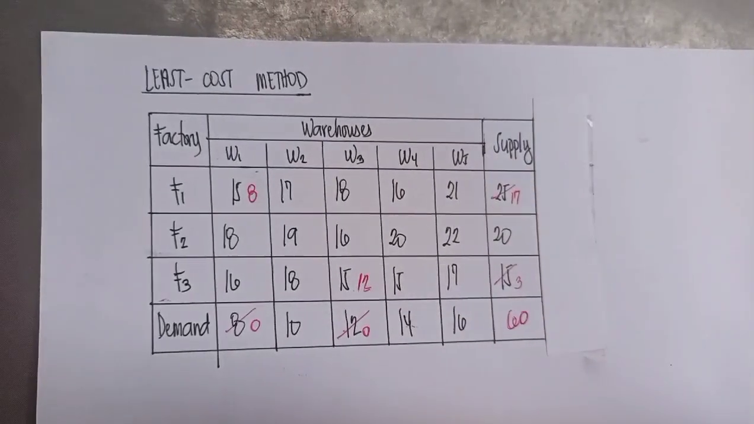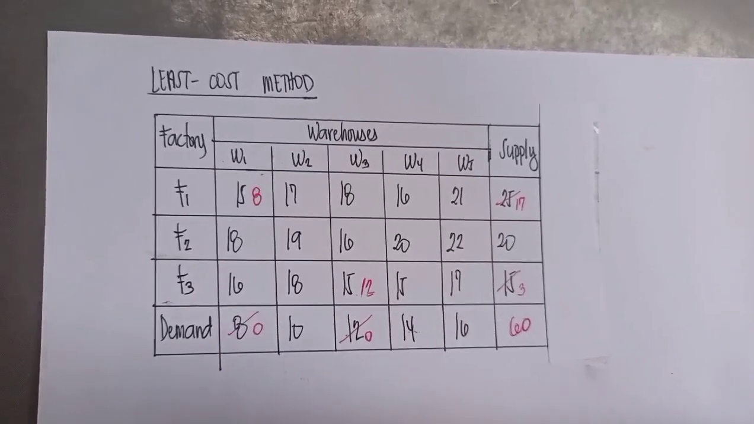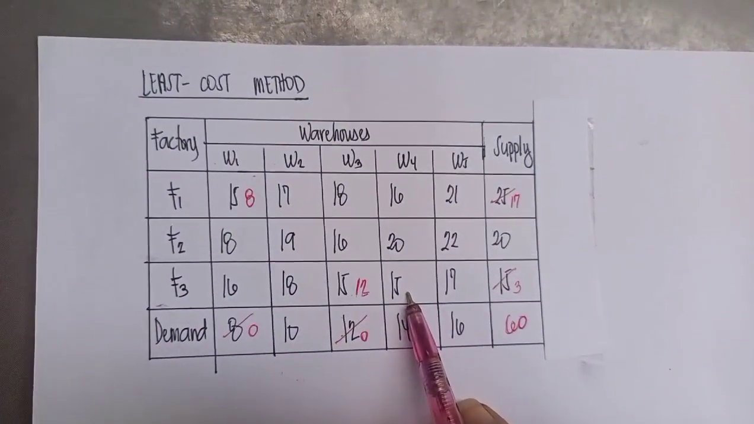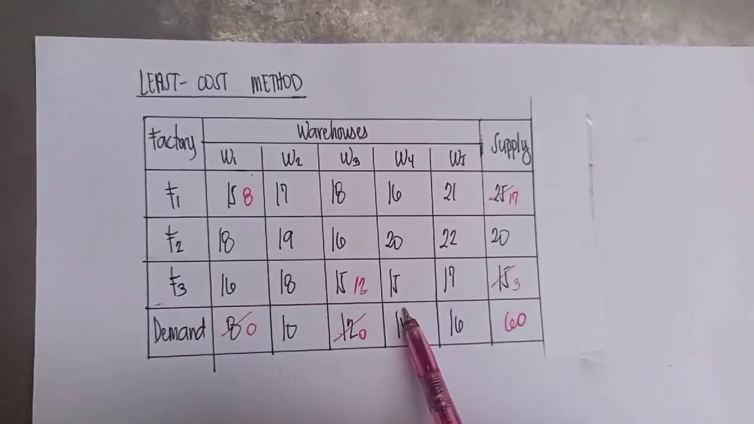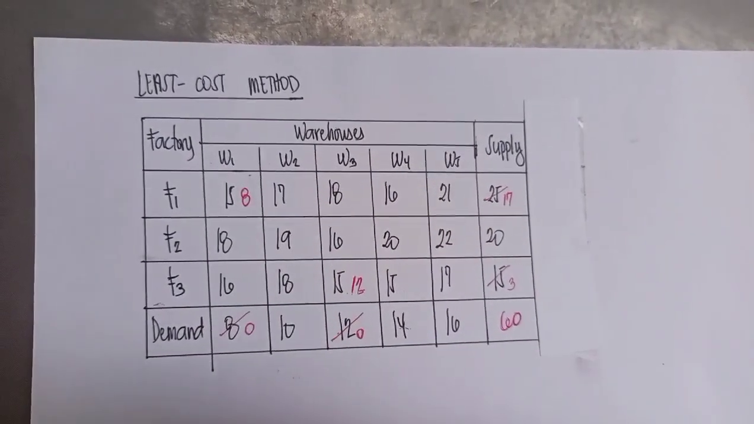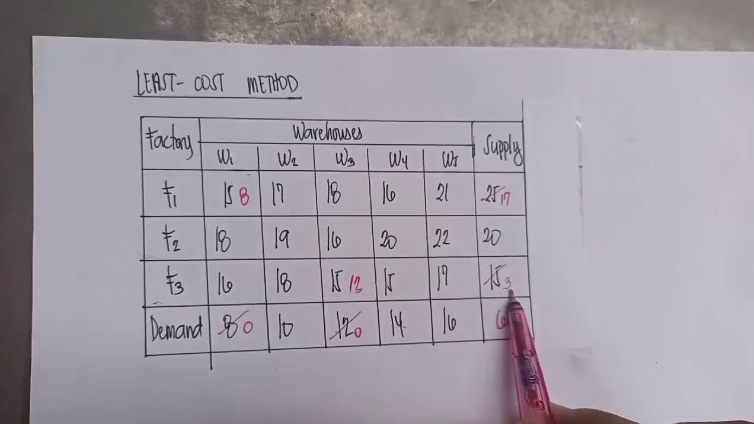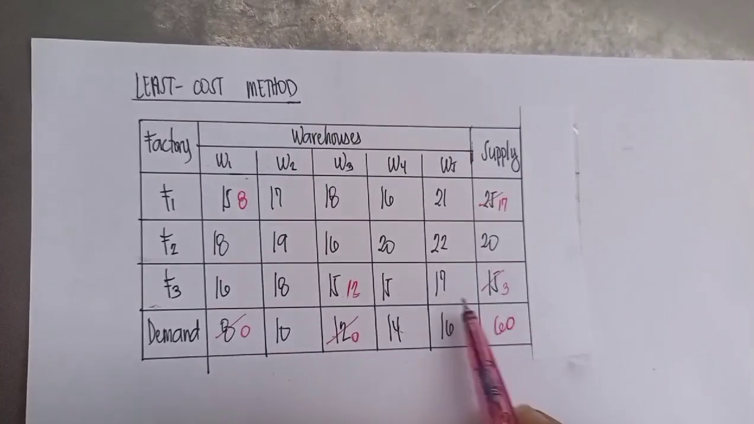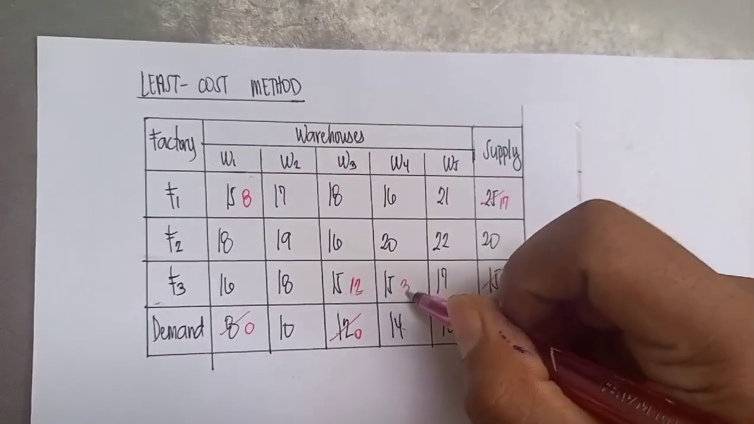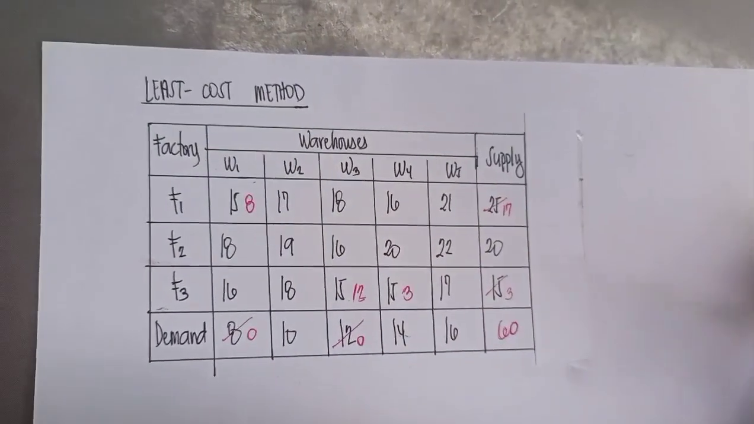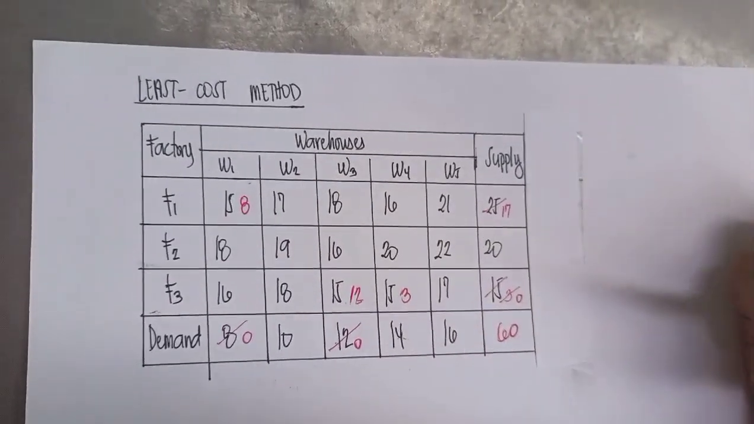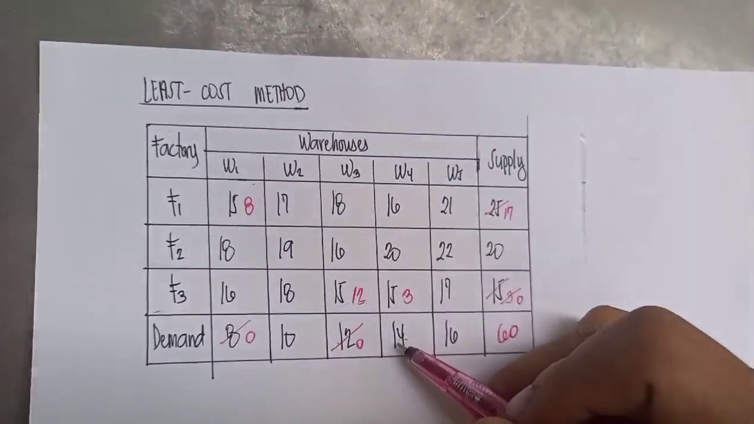The next minimum cost is still 15, which is in the cell F3 and W4. Since here, the supply is lesser than the demand, which has 3 units over 14 units, so we will assign 3 to the cell F3W4. The supply of source F3 gets saturated and the demand of destination W4 is left with 11.